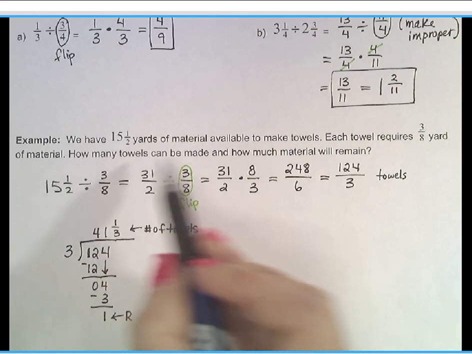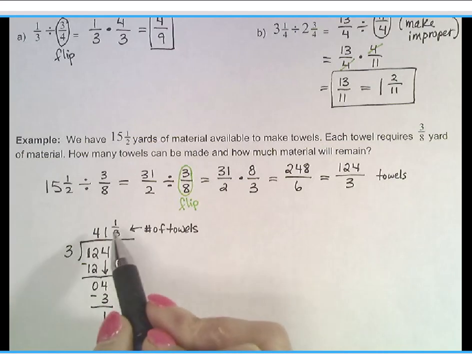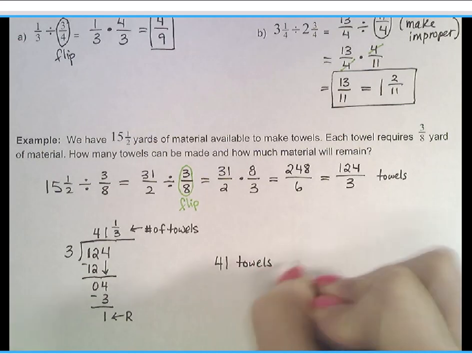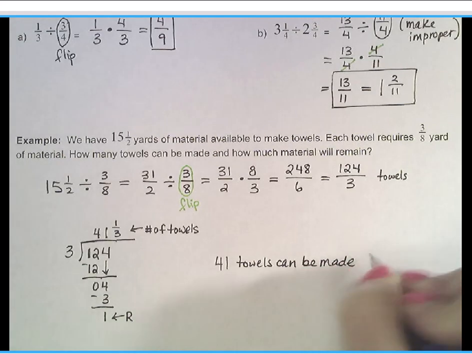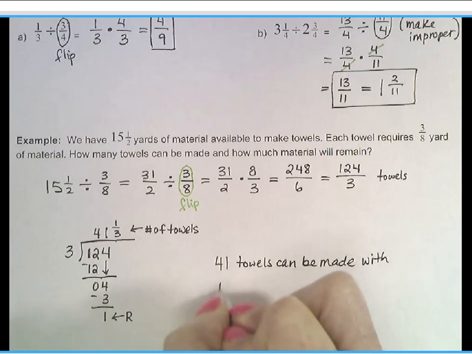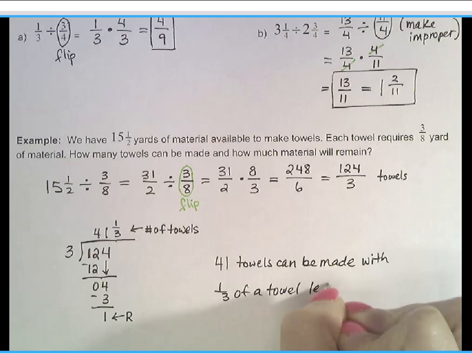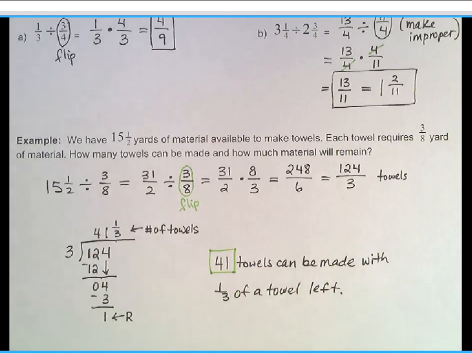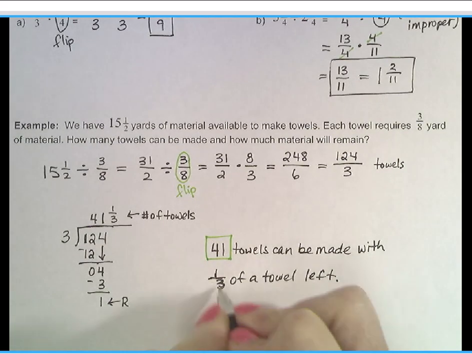So how many towels can be made? 41. How much material is left? It's not 1/3 of a yard, it's 1/3 of a towel. So 41 towels can be made with 1/3 of a towel left. So the first answer, how many towels? 41. But what we have to figure out is this, what is 1/3 of a towel?